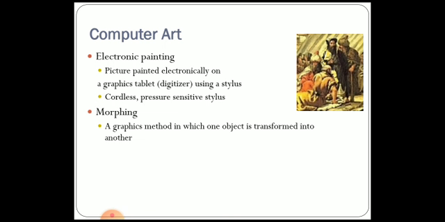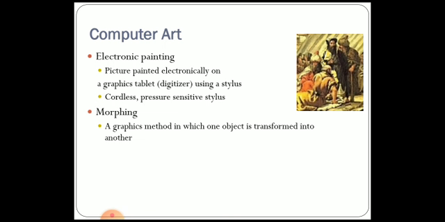Electronic painting. We have a picture painted electronically on a graphics tablet using a stylus. A stylus is nothing but a pen-like structure. With the help of that, you can draw anything of your choice on a tablet. So basically, it is cordless.